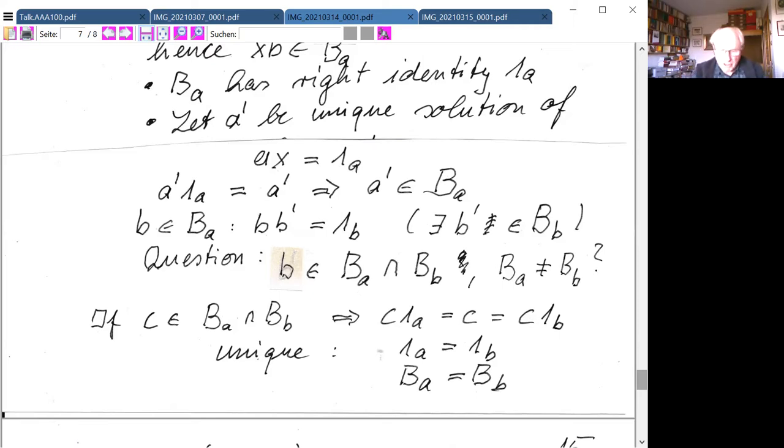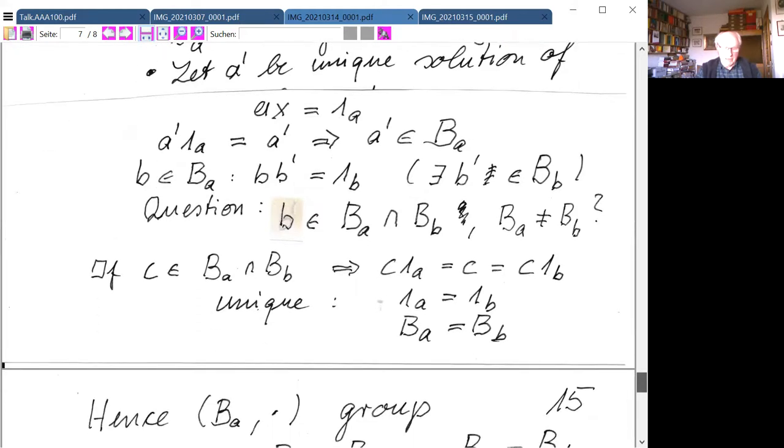No, sorry. We have, if a·x = 1_A, then a' is in B_A. And now we assume that b is in B_A with an inverse in B_B. Could this b be in the intersection? Although, or in the intersection, and B_A not equal to B_B.